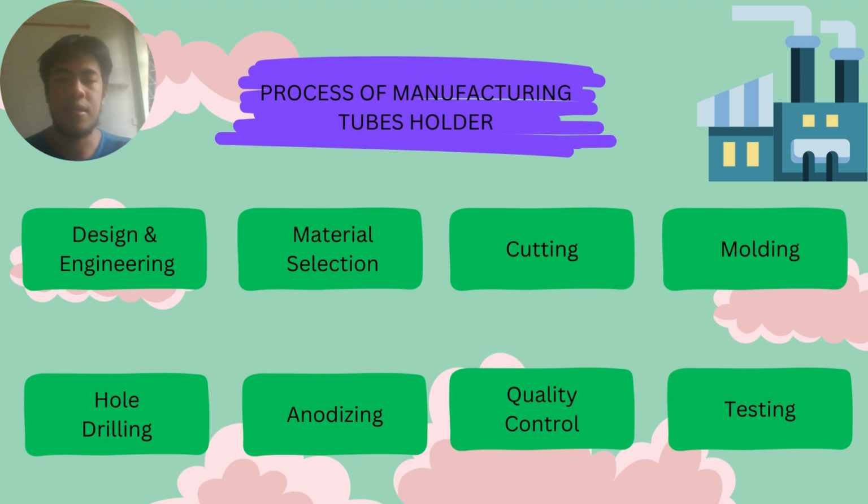For the anodizing, apply a surface finishing process to enhance the appearance and protect the tube holder from corrosion or wear. For the quality control, implement quality control measures at various stages to ensure that the tube holder meets specification standards. This may involve dimension checks, visual inspection, and functional tests. For the testing, conduct tests to verify the tube holder's performance and durability. This could include stress tests, load tests, or environmental tests depending on the intended use of the binocular.